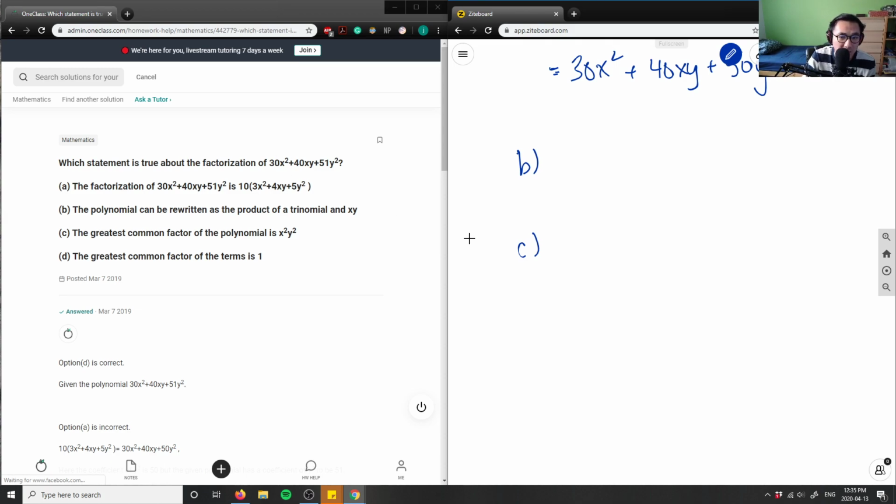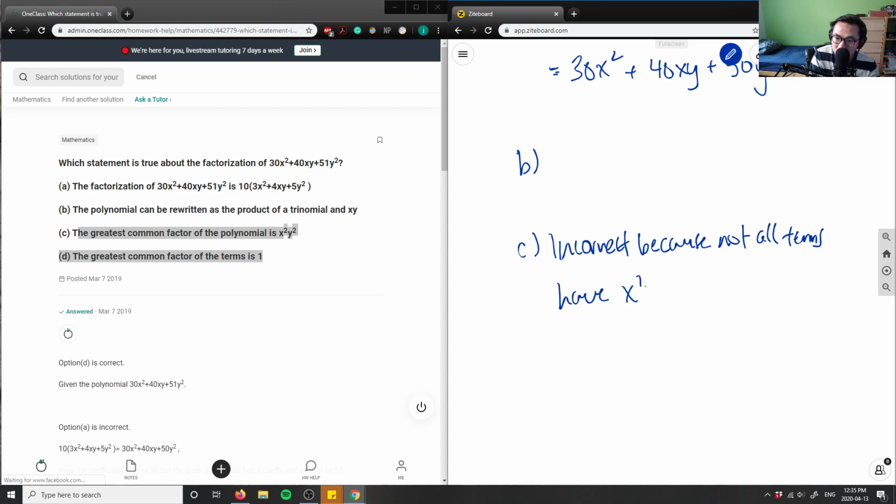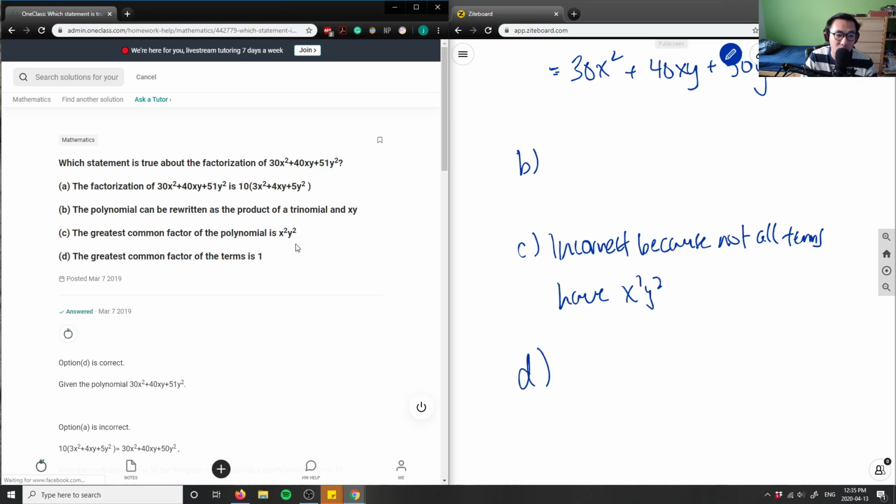Not all of these terms have x squared and y squared, right? If I factored x squared and y squared out of this, my first term, 30x squared, doesn't have a y squared, 40xy is missing x and y, and 51y squared is missing x squared. So C here is incorrect because not all terms have x squared and y squared.